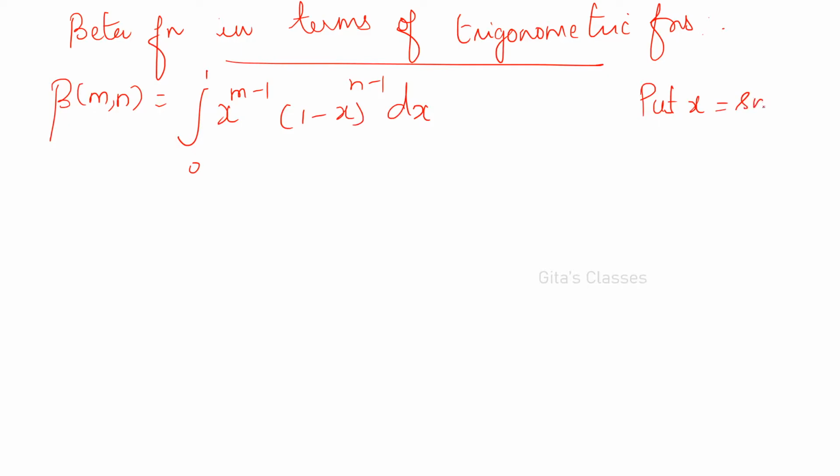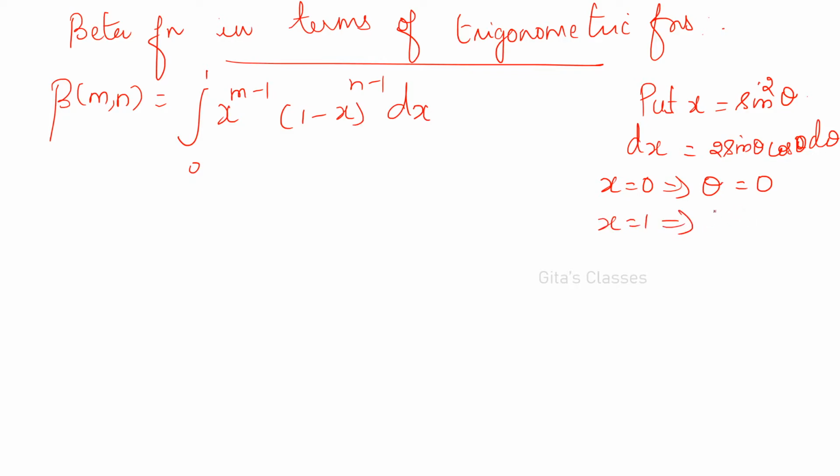So put x is equal to sine squared theta. So what will be our dx? It is 2 into sine theta, then differentiate, so cos theta d theta. Dx is equal to this. Now the limits: when x is equal to 0, sine theta is equal to 0, therefore theta is equal to 0. When x is equal to 1, sine squared theta is 1, that is sine theta is equal to 1, so theta is equal to pi by 2, because we know sine 90 degrees is 1. So 0 to pi by 2 is the new limit.